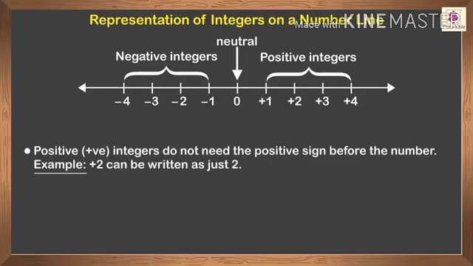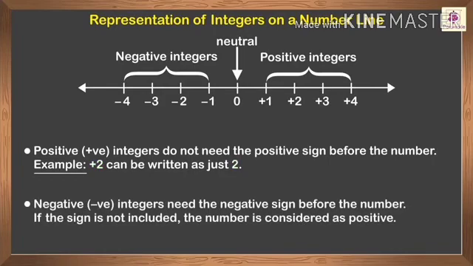Positive integers do not need the positive sign before the number. For example, positive 2 can be written as just 2. Negative integers need the negative sign before the number. If the sign is not included, the number is considered as positive.